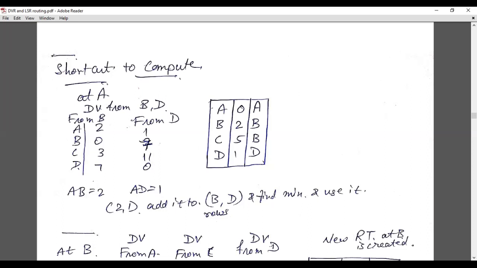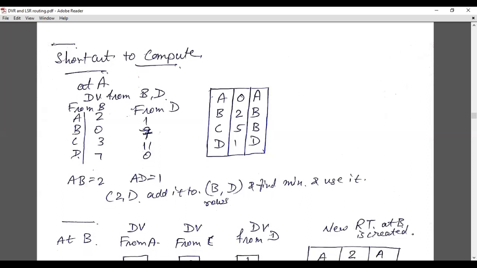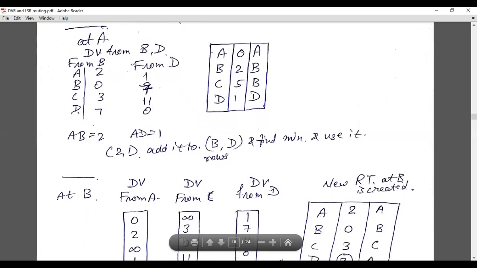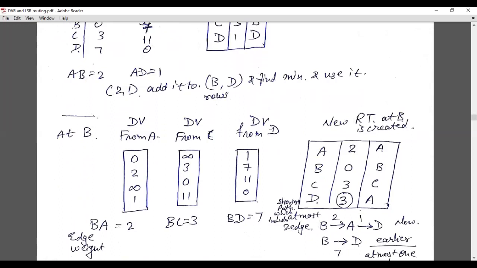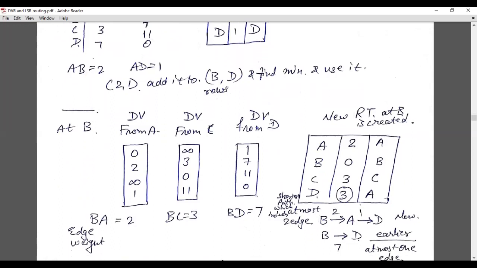And then 7, 0 will be added with 2, 1. So it is going to select the D part. The option is D with the value of 1, because 7 plus 2 is 9 and 0 plus 1 is 1. So the minimum is 1, and it is from the D vector. That's why the next stop is D. So in this way, we are going to calculate it for A. And at B also, if you see the distance vector from A, C, and D, it is connected to 3 nodes.